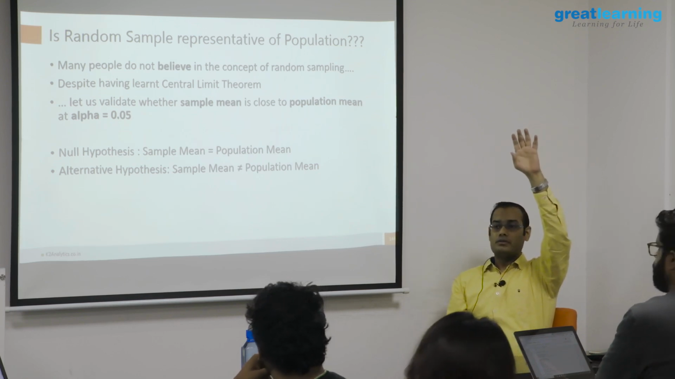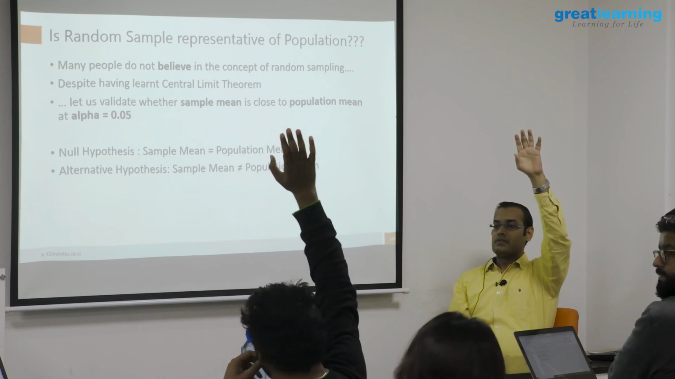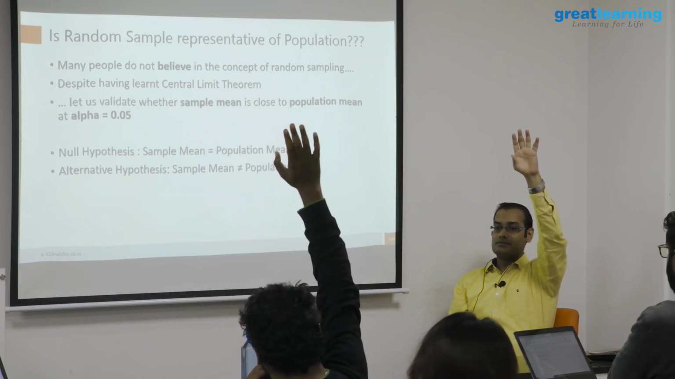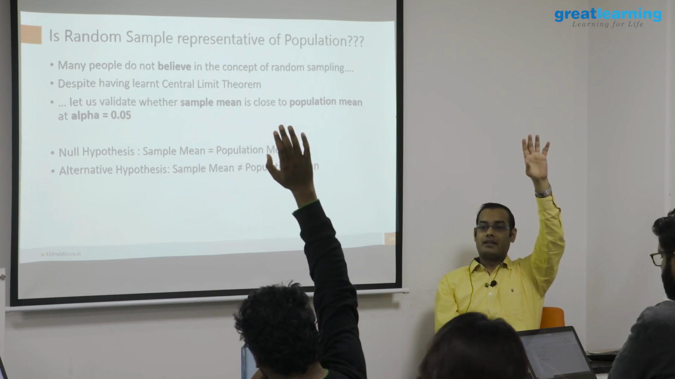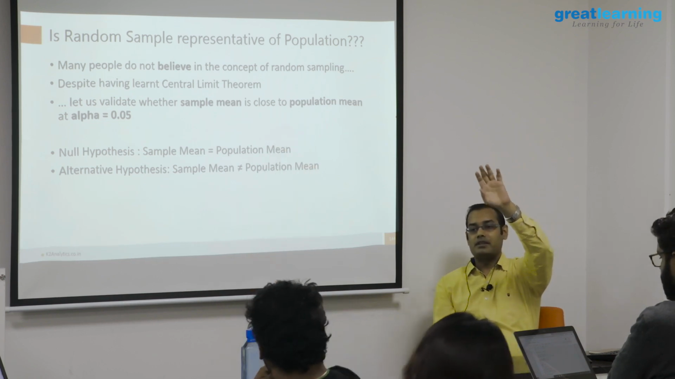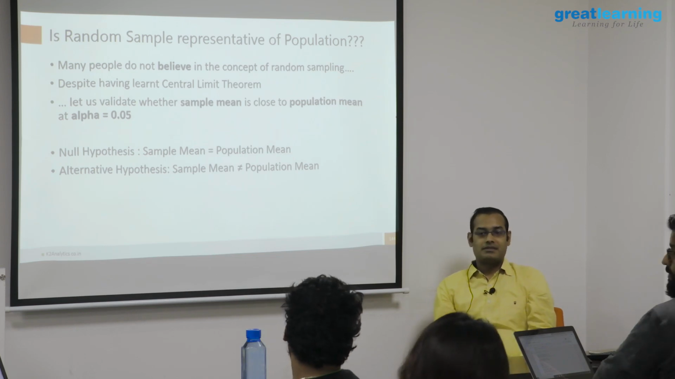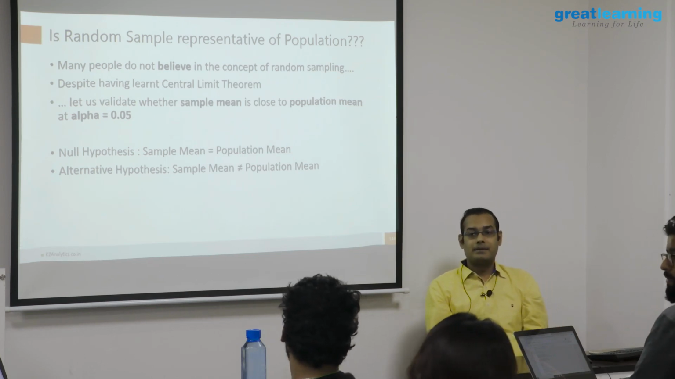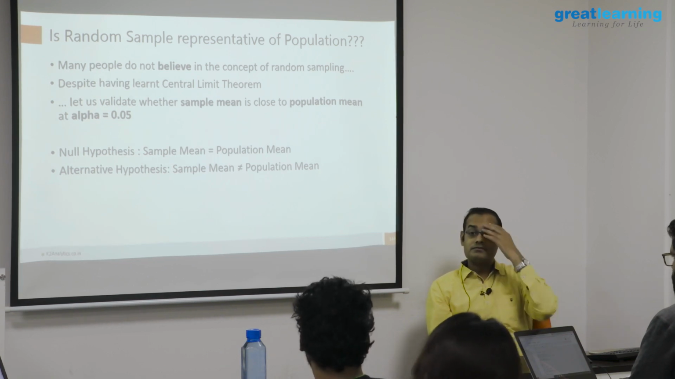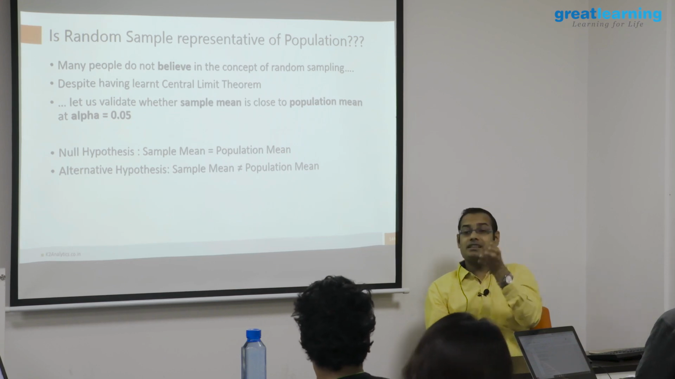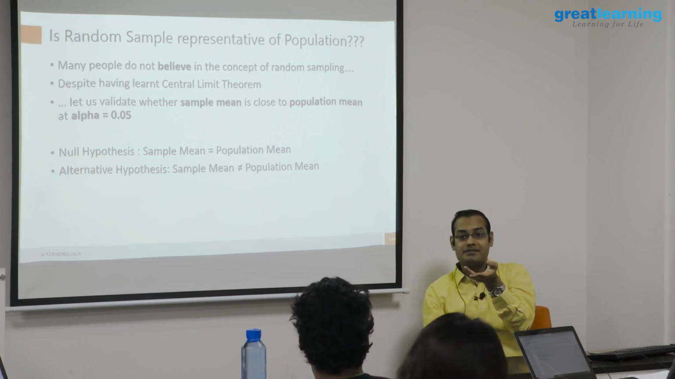How many say no? Why is the sample not representative of the population? The sample size is very less as per the population size. It's 10%, 10,000. But it should be more than 30%. I said 30, but I never said 30%.